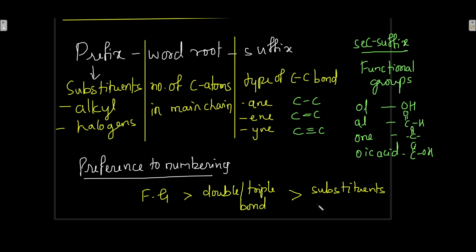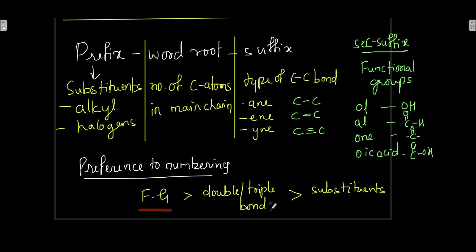Not only that, sometimes we need to number the carbon atoms. In that case, we give preference as follows. If there is a functional group, you start numbering from there, meaning the functional group should get the smallest possible number. If the functional group is in the middle, you should not start from there. You have to number in such a way that the functional group gets the smallest possible number.